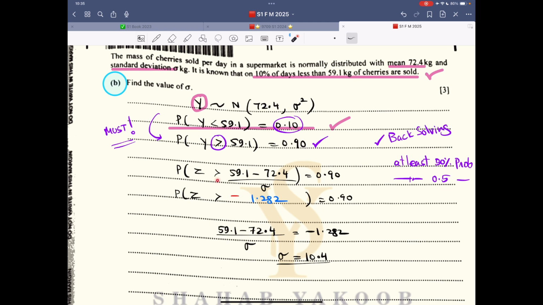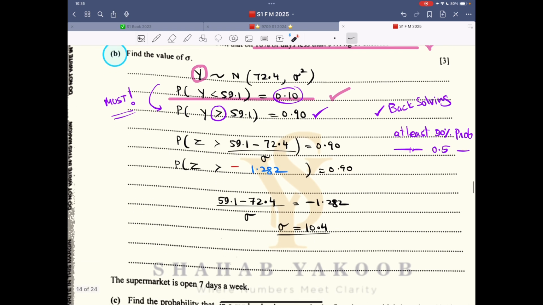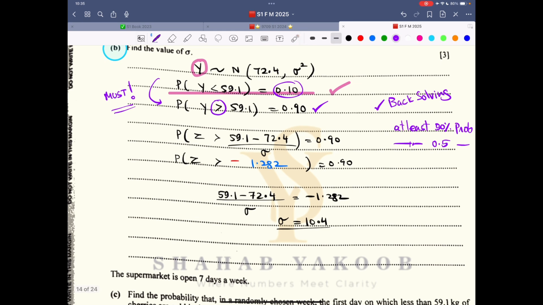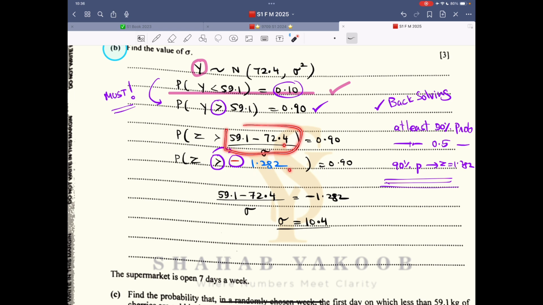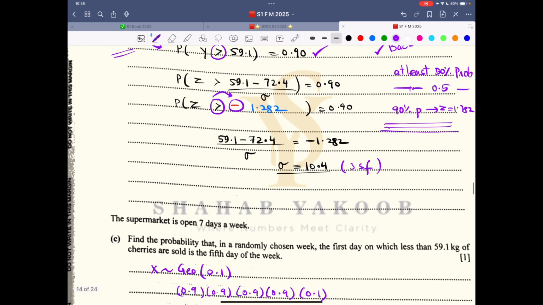Now, if z has a greater sign, z value is negative. If z has a lesser sign, z value is positive. That's a simple rule. So now we standardize this thing. We go to 90% over here. Go to 90% probability. The z value from that strip down there is 1.282. The negative sign, you apply it on the basis of this. And then standardize. Standardization is done. Equate and solve, and sigma comes out to be 10.4, correct to 3 significant figures. So now this thing is also done.